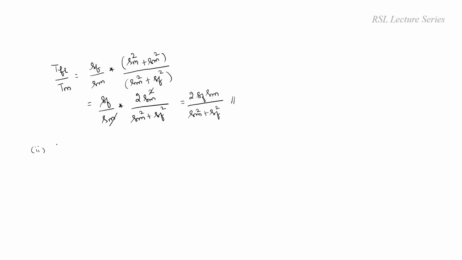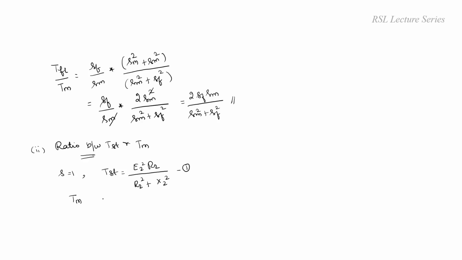Next we'll derive the ratio between starting torque and the maximum torque. The slip corresponding to starting torque will be 1. So this starting torque can be written as E2 square into R2, where in place of S we are substituting 1, divided by R2 square plus X2 square. Let this be equation number 1 again.